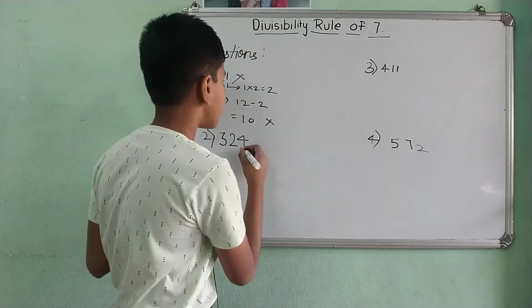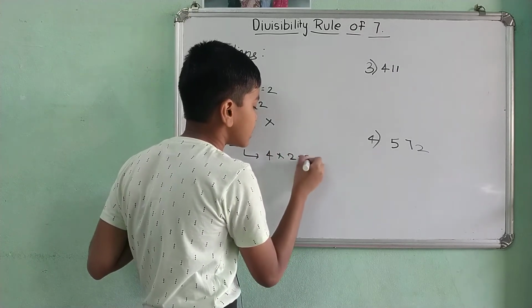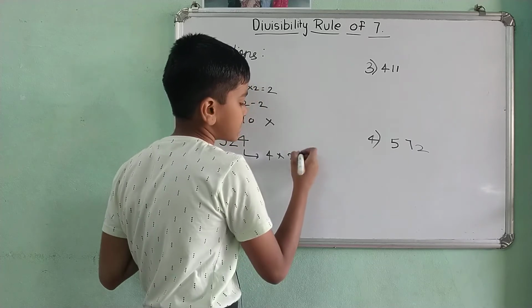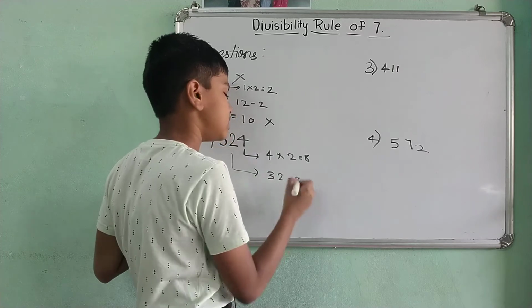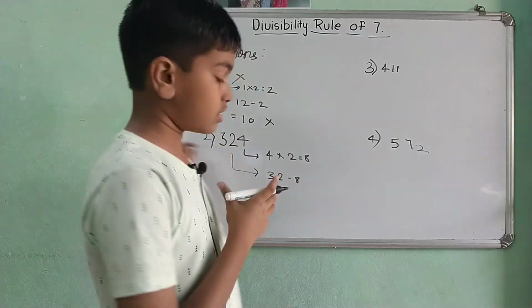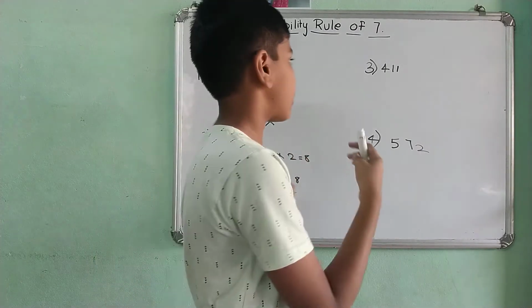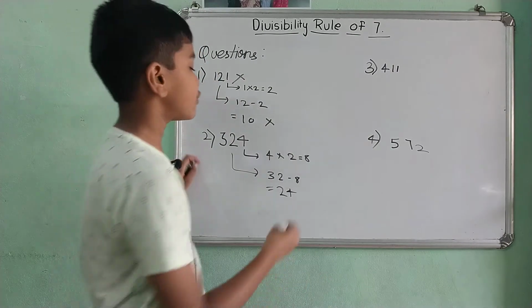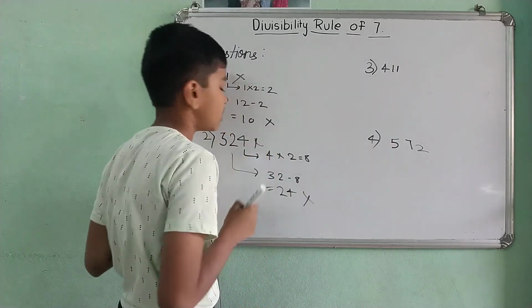Okay, 324. Double the 4. 4 into 2 is equal to 8. 32 minus 8 is what? So 32 minus 8 is 24. Is 24 divisible? No. Is 324 divisible? No.